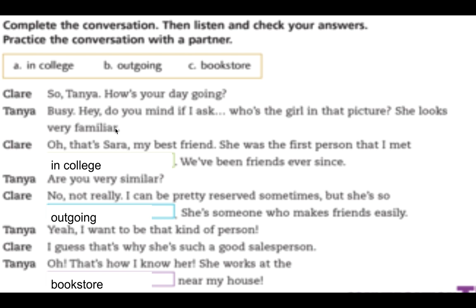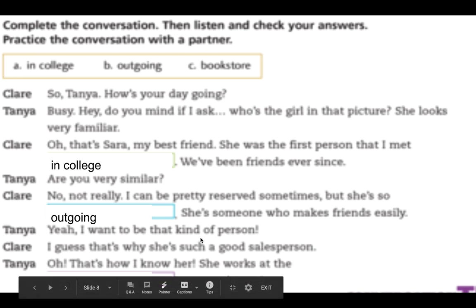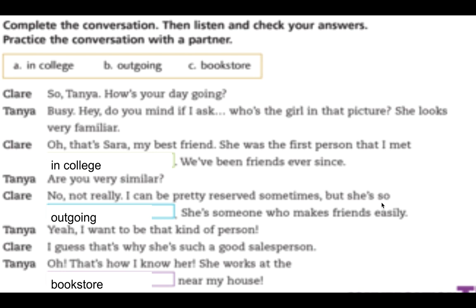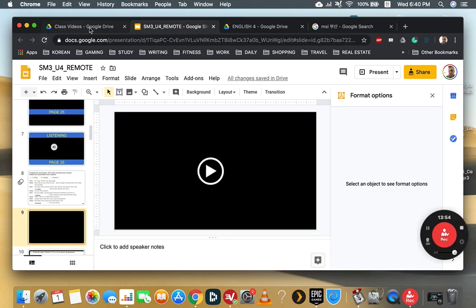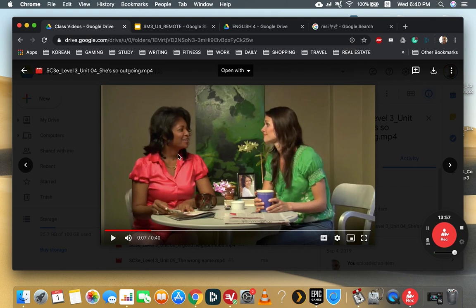So, Tanya says she looks familiar. So I know her. She works at the bookstore near Tanya's house. Okay, so let's watch the video version. You can see Tanya and Claire. They are talking about the picture. The picture is Claire's friend Sarah. Tanya, Claire, Sarah. Let's watch.